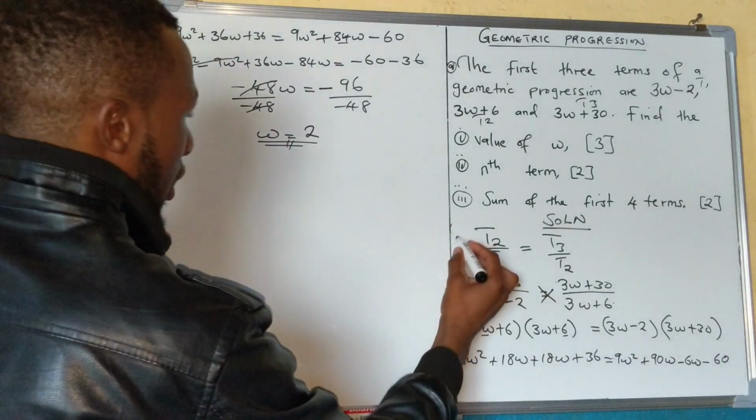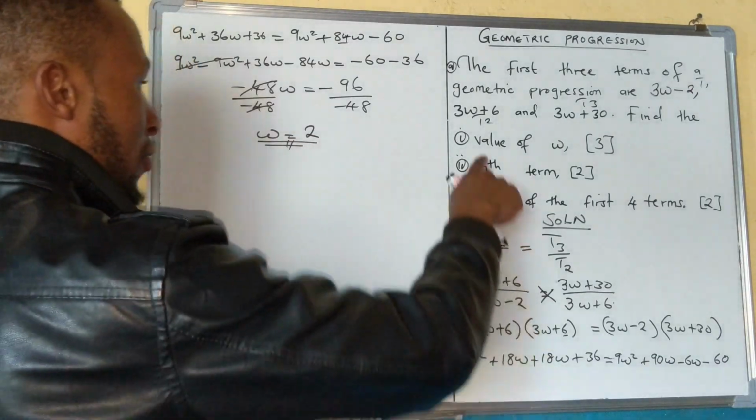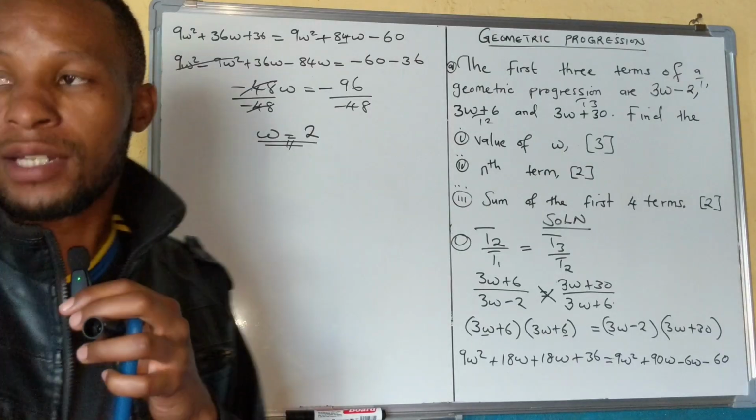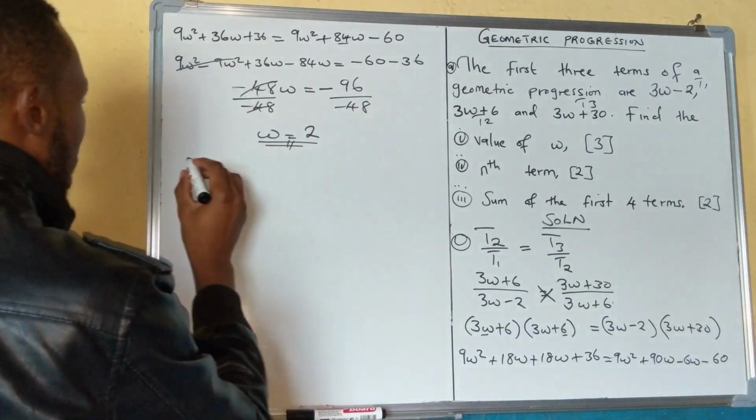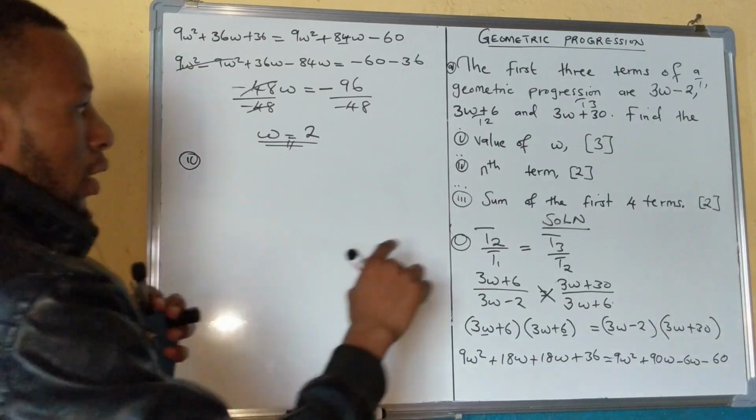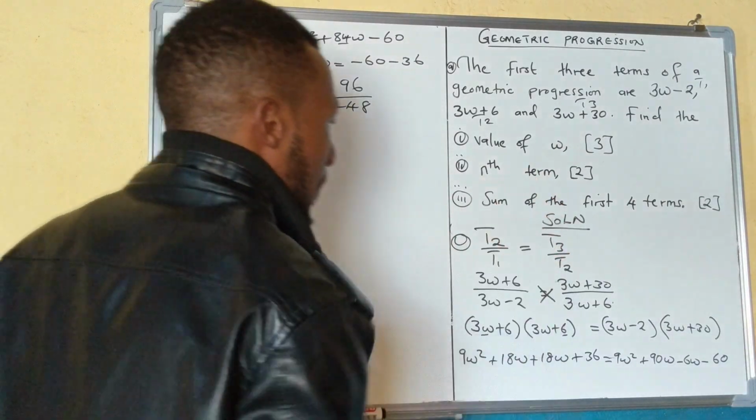The first question has been handled. So we found the value for w, and you get your 3 marks there, as easy as that. Okay, let's see how we can handle the second question: find the nth term.